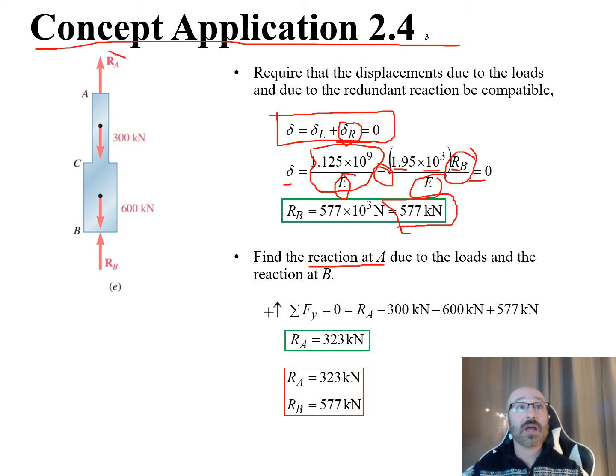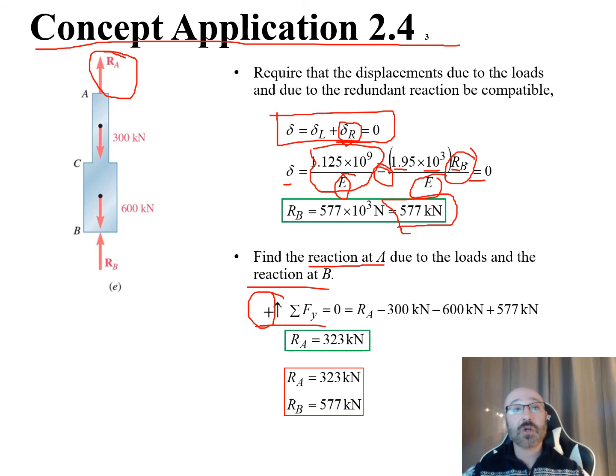We can see here in the diagram our reaction at A, r sub A, and this is due to the loads and the reaction at B. Again, we can do this out of free body diagrams, summation of forces in the y direction, where we're considering the y direction to be positive going up, is equal to 0. From Newton's second law, we can do that.